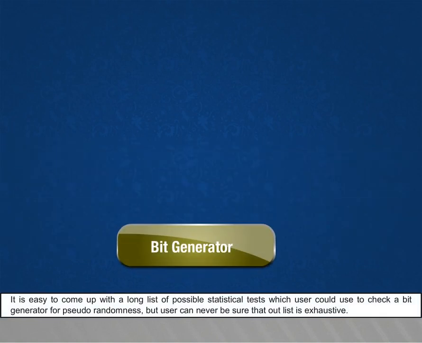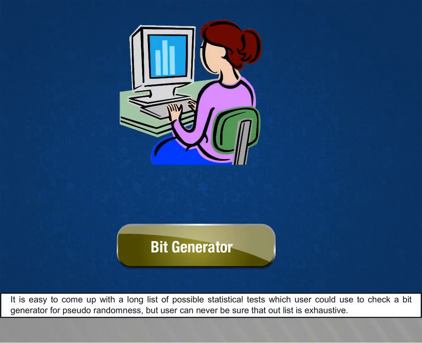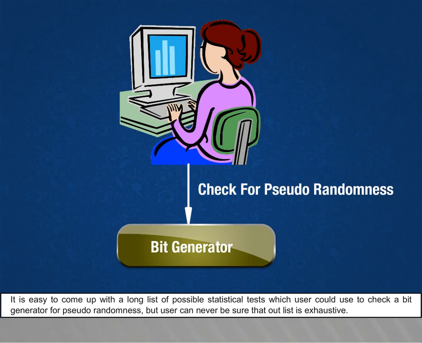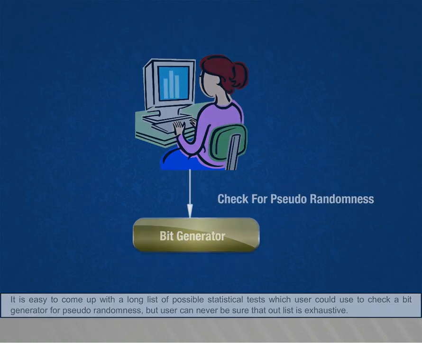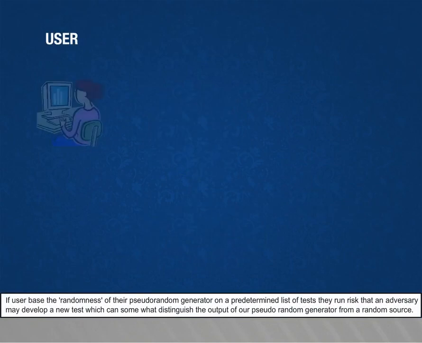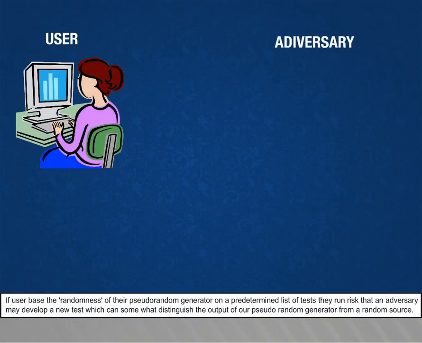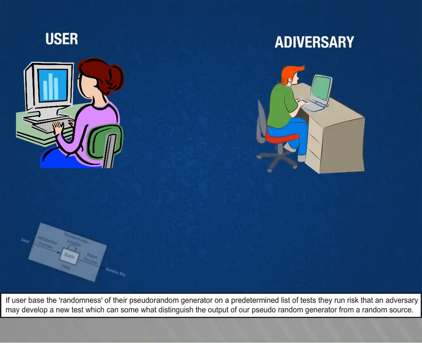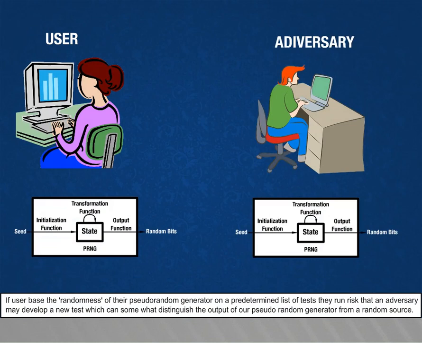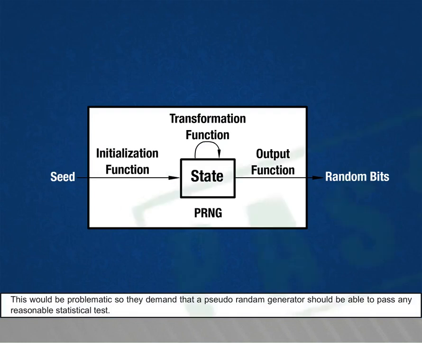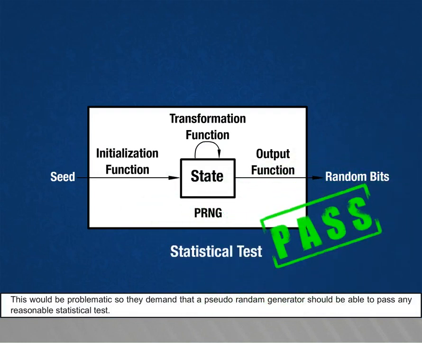It is easy to come up with a long list of possible statistical tests which a user could use to check a bit generator for pseudo-randomness, but the user can never be sure that our list is exhaustive. If users base the randomness of their pseudo-random generator on a predetermined list of tests, they run the risk that an adversary may develop a new test which can somewhat distinguish the output of our pseudo-random generator from a random source. This would be problematic, so we demand that a pseudo-random generator should be able to pass any reasonable statistical test.